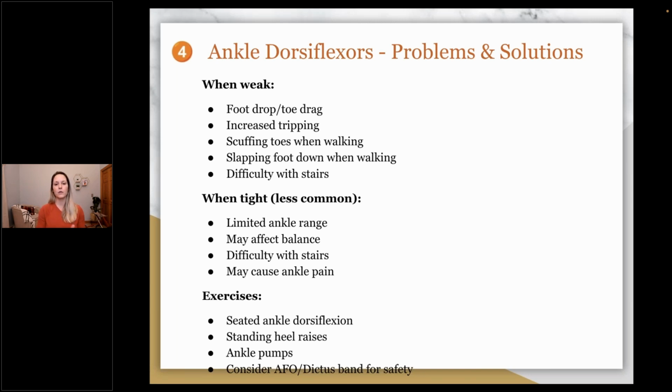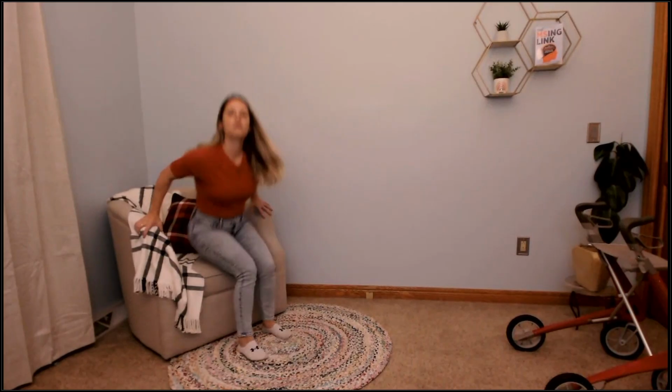So some exercises that we can do for weak or tight ankles is seated ankle dorsiflexion, standing heel raises, ankle pumps, and then considering some type of ankle brace, whether that's an ankle foot orthosis, an AFO, or a brace like the Dictus band or Elevate 360. So let's do some of those exercises.